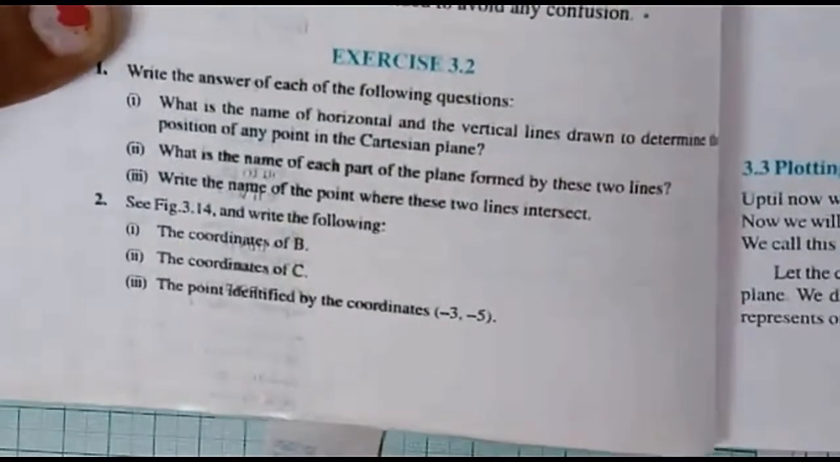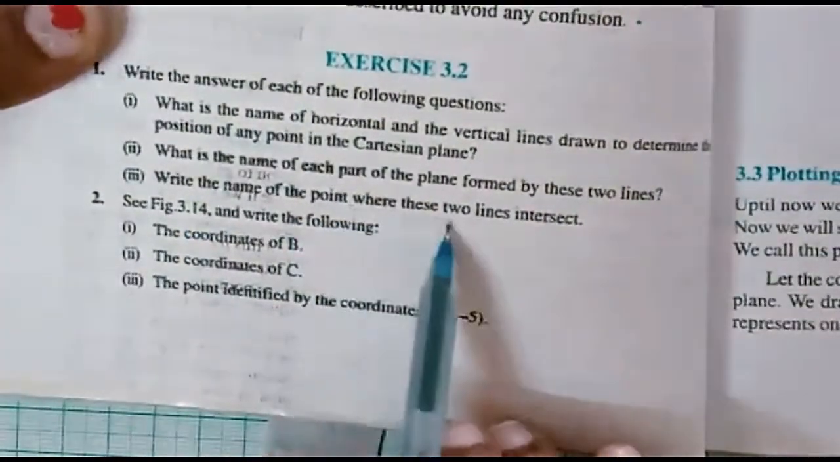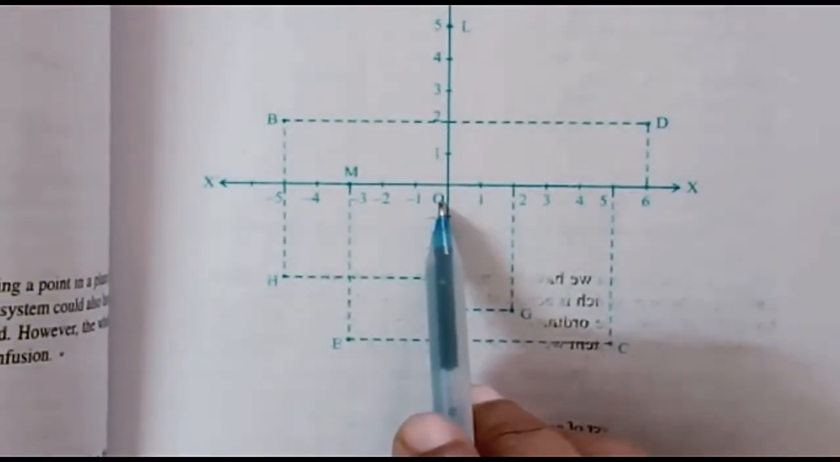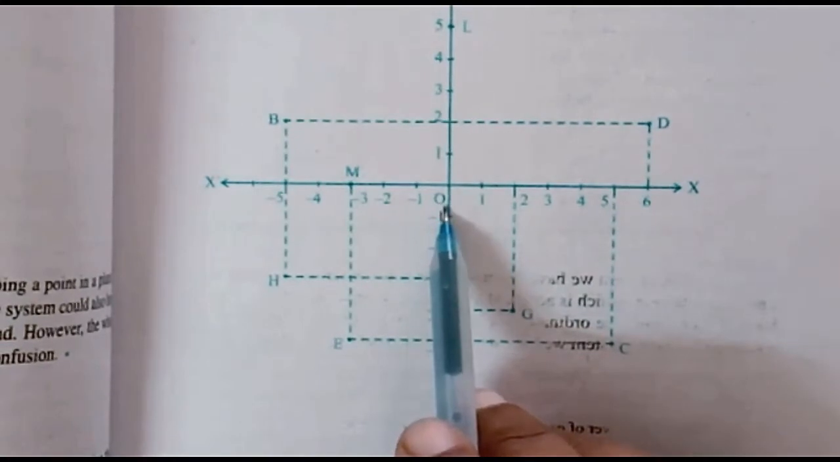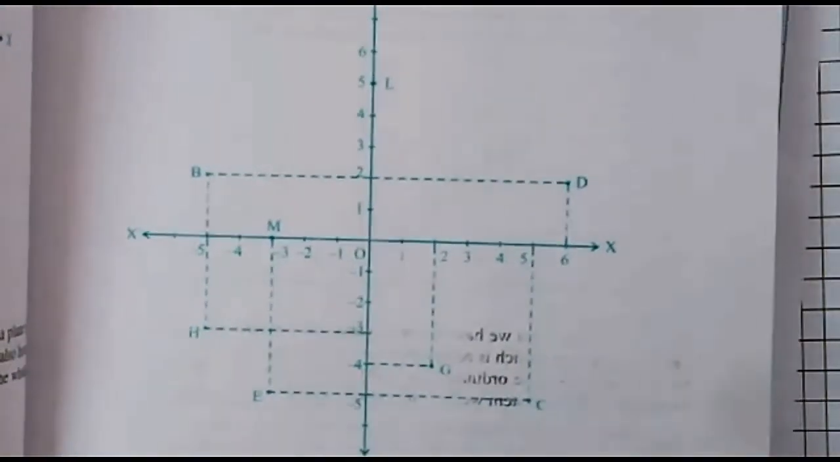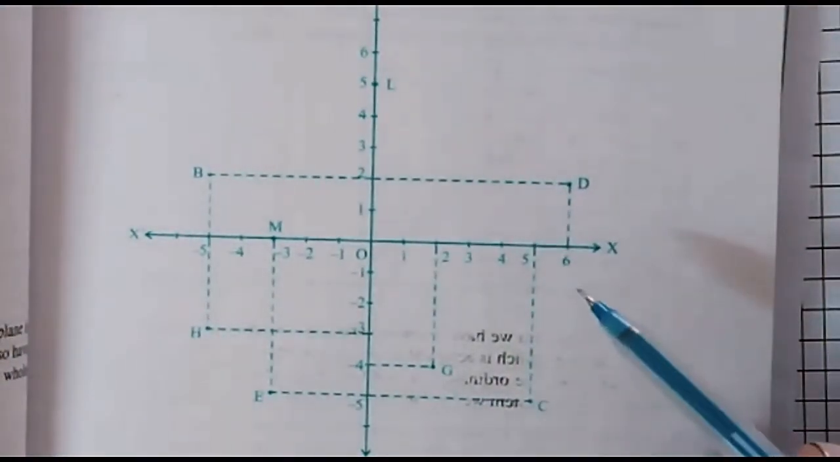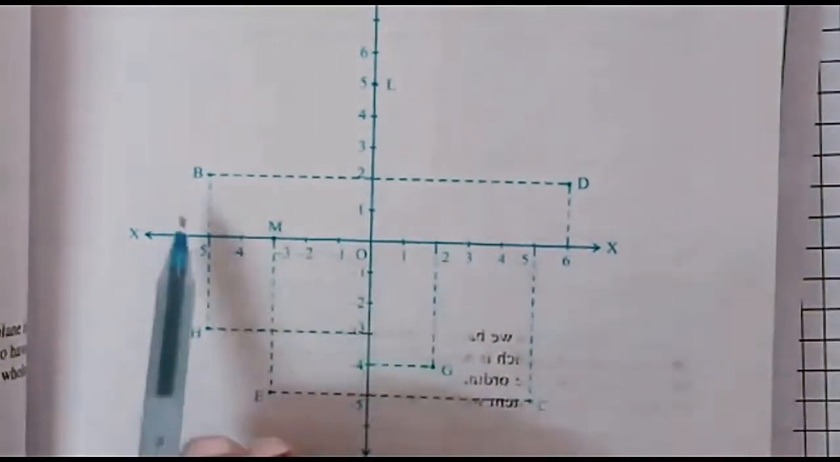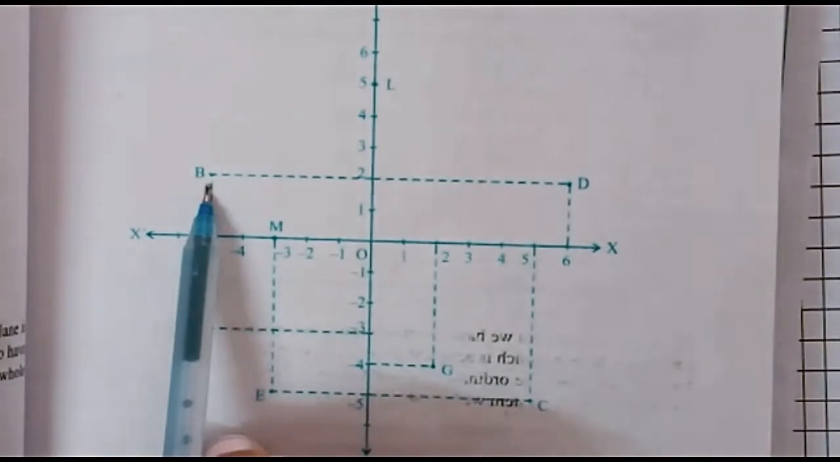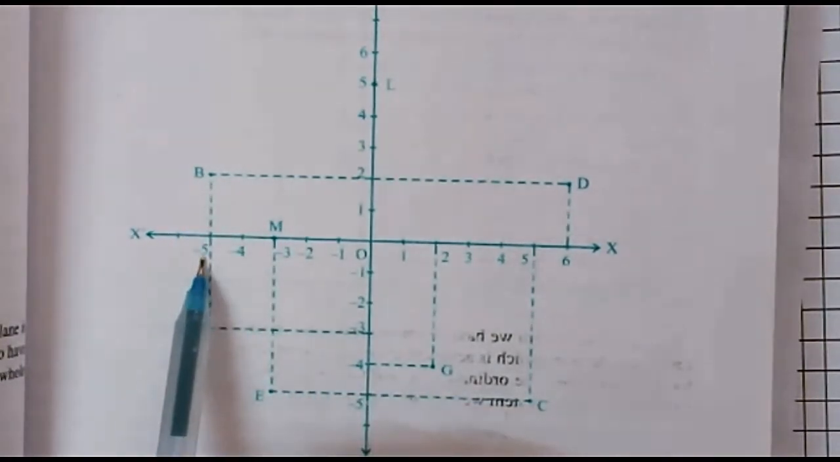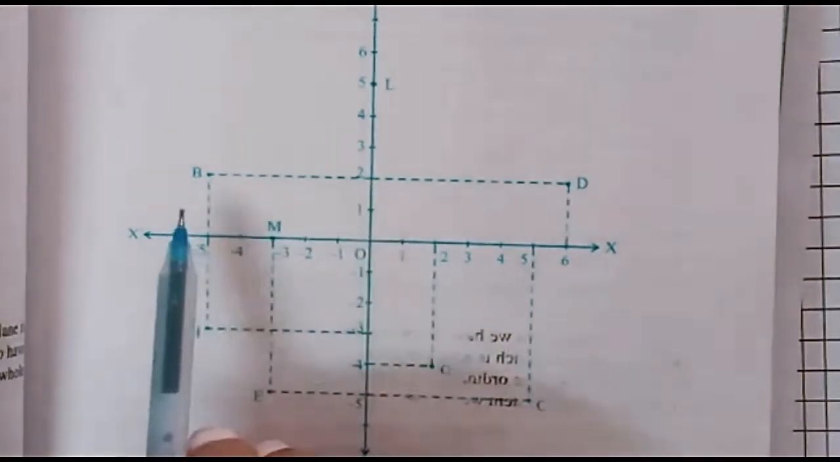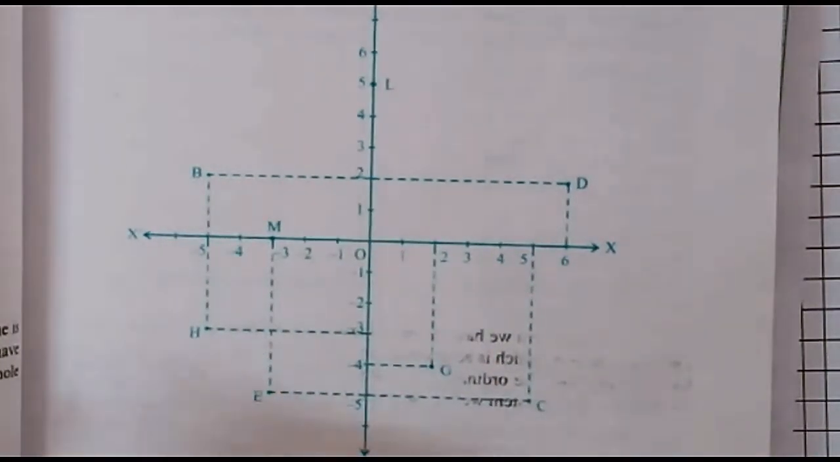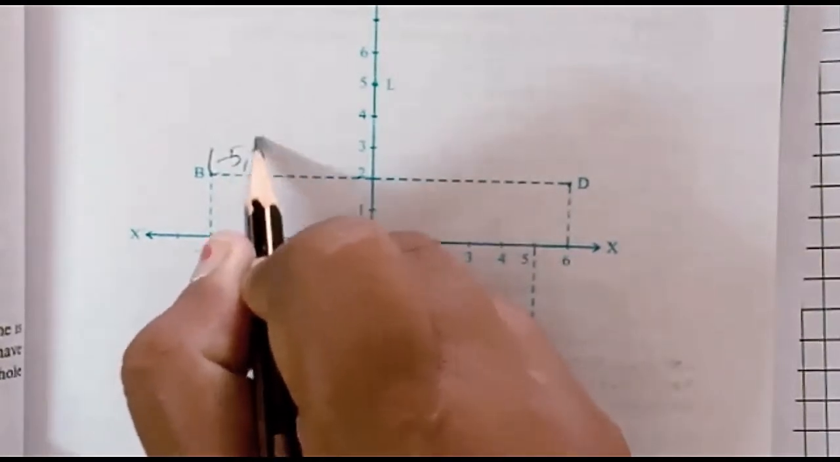Same way, the last question. Write the name of the point where these two lines are intersecting. So obviously these two lines will intersect at O, that means the origin, and the coordinates of this point will be 0, 0. Now we have to see this graph. Looking at this graph, we need to find out certain questions. What is the coordinate of point B? So you can see here point B is in the second quadrant. What is the x coordinate? -5 and the y coordinate is 2. So we can say the coordinates of B is -5, 2.